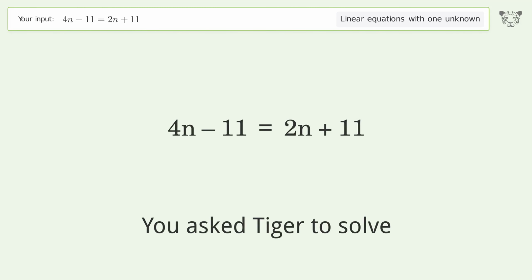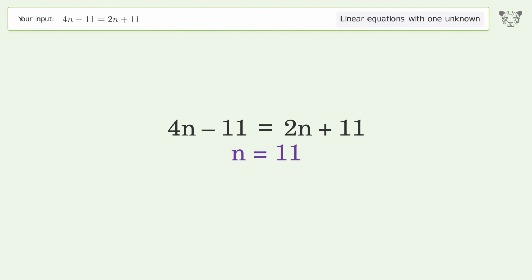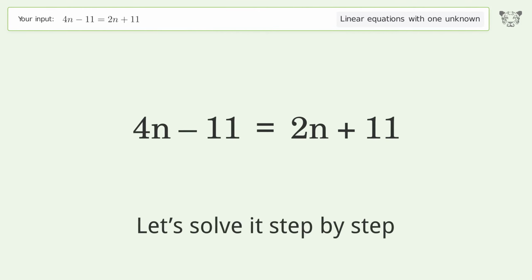You ask Tiger to solve. This deals with linear equations with one unknown. The final result is n equals 11. Let's solve it step by step.